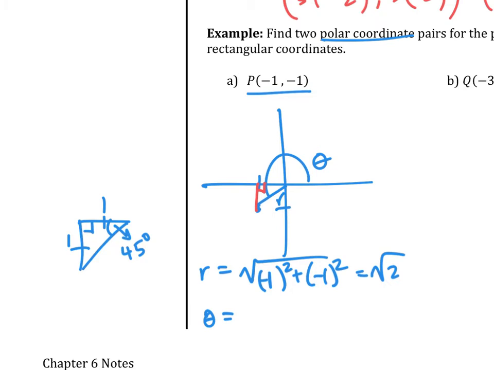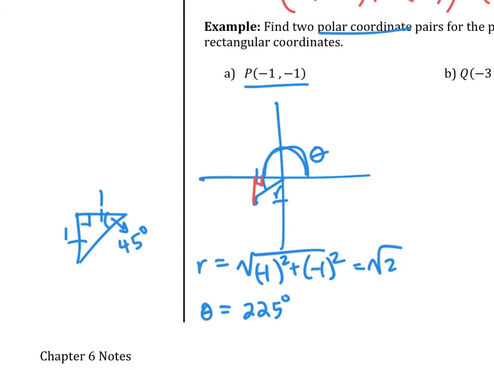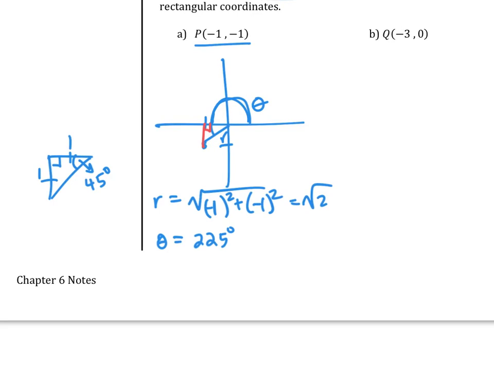And so if that's 45, then this angle must be 45 plus 180. So this is 225 degrees. So if we're going to write the polar coordinate, it wants two polar coordinates. So then if we write in the positive r direction, we would say this is (square root 2, 225 degrees).